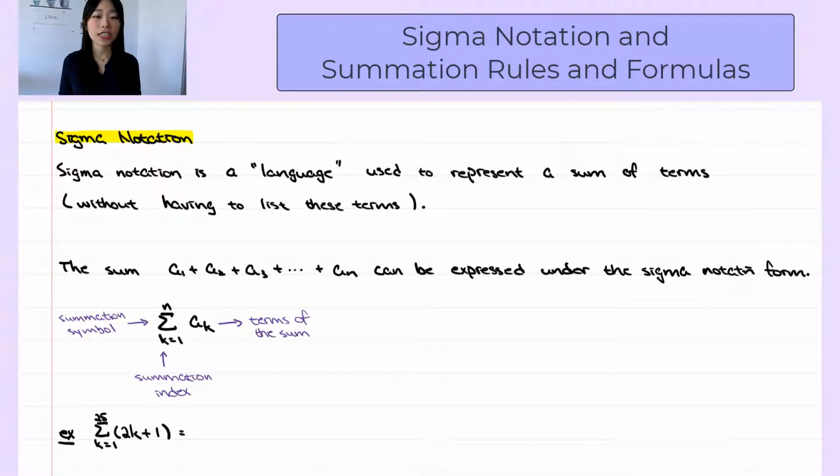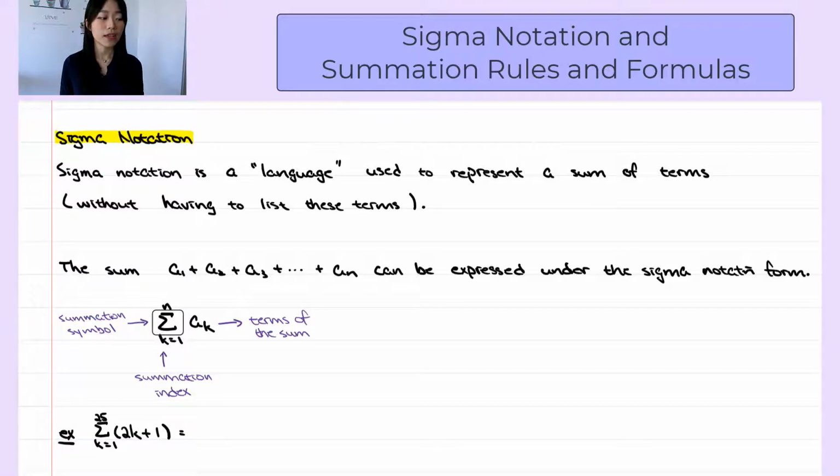In this video, we're going to talk about the sigma notation that I mentioned in my last video. A sigma notation is a language used to represent a sum of terms without having to list these terms. For example, the sum of A1, A2, A3 until AN can be expressed under the sigma notation form.